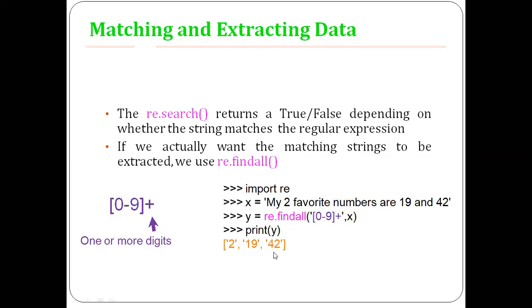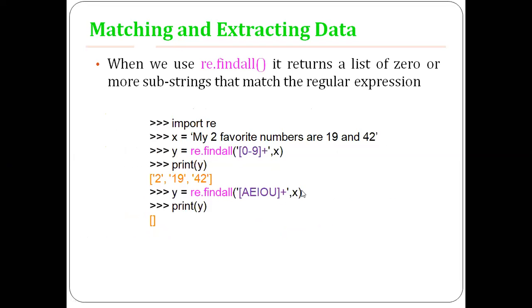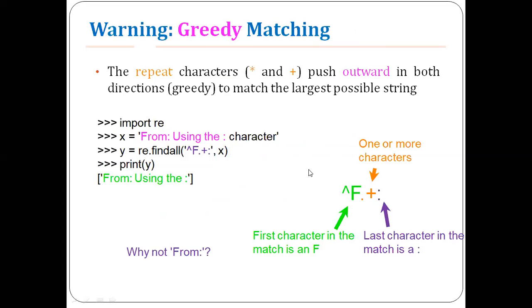Here are the three numbers, 2, 19 and 17, right? And similarly here as well, we are just extracting 0 to 9. So the numbers which have 0 to 9 repeated one or more times. We have three numbers here, 2, 19 and 42. And similarly we are looking for the vowels a, e, i, o, u in the given input line, and there are no capital O's here, right? That's why it will print an empty string.